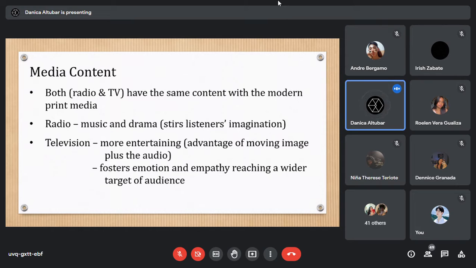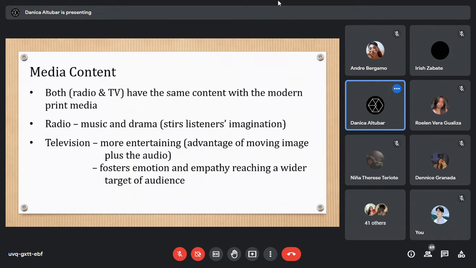Okay? So there is really a huge difference between the radio and television. But the most basic difference between the two is that in radio, it only makes use of the audio. So they have to be more creative with their delivery. With television, it uses both video and audio. So even non-verbal language can be used in TV.